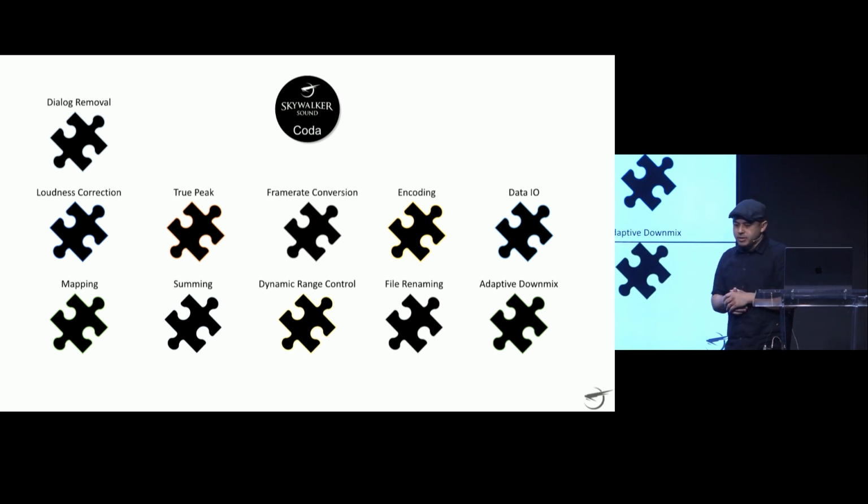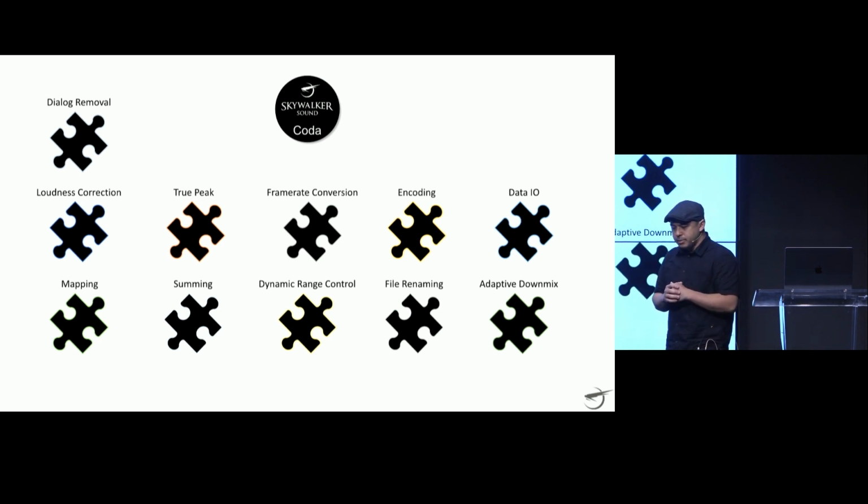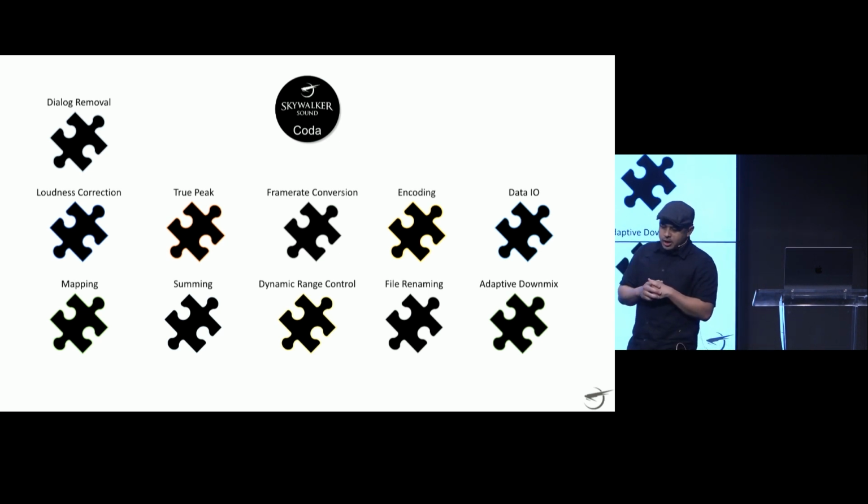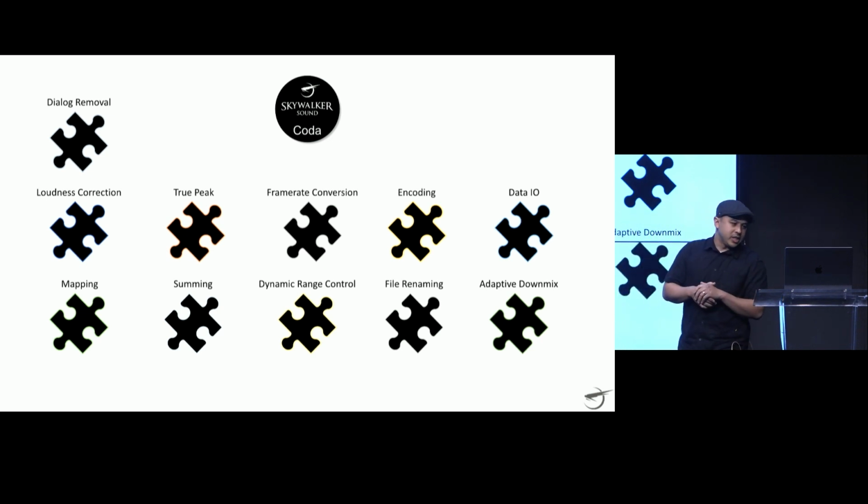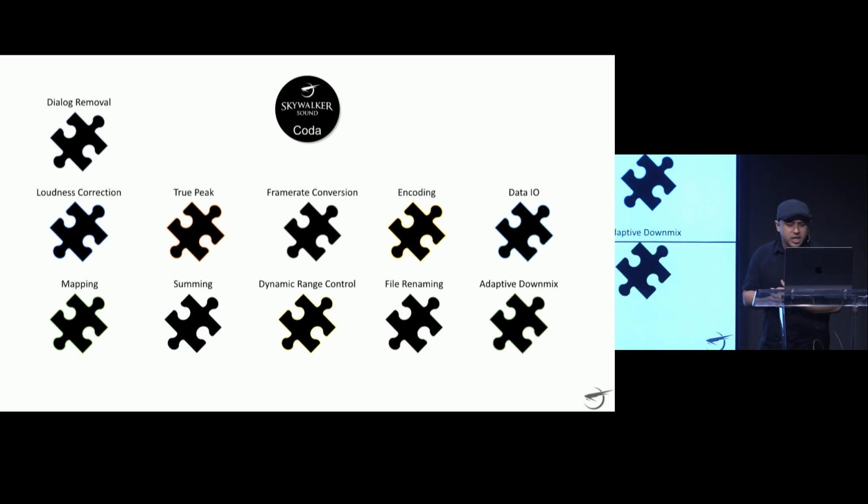It ranges from loudness correction, true peak, frame rate conversion, encoding, data I/O is our transfer, accelerated transfer network, summing, dynamic range control, file renaming, adaptive downmixing. Because they all implement a common interface, it makes adding new modules relatively easy. For example, if another encoding technology, say from Dolby, comes out, we can easily insert it into our pipeline.